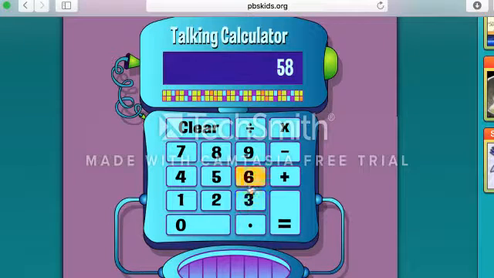So the talking calculator is really handy because as we can see, it actually voices back the numbers to us. And whenever we want to start from the beginning, just remember, clear. The clear button. That will always get you back to the beginning. Okay, great job.